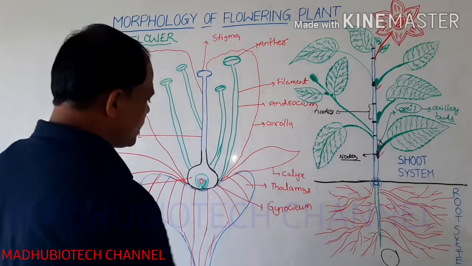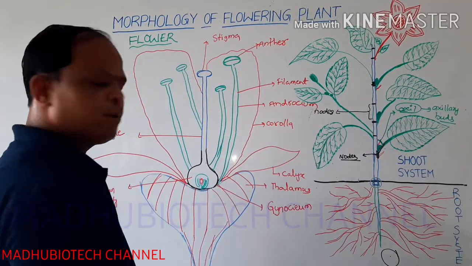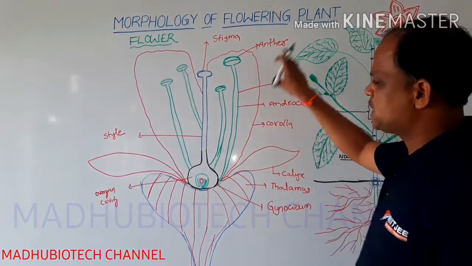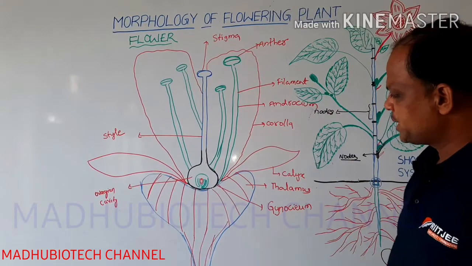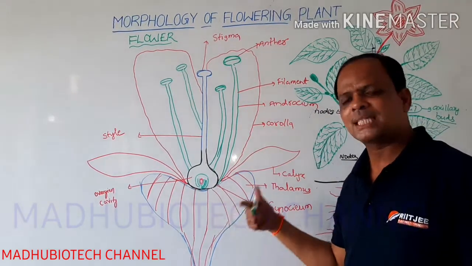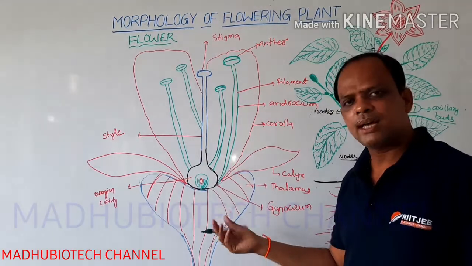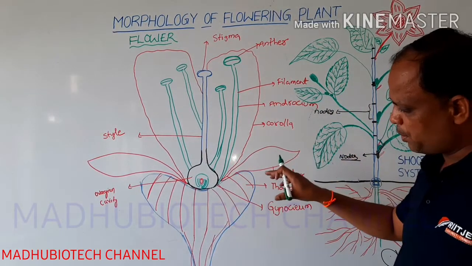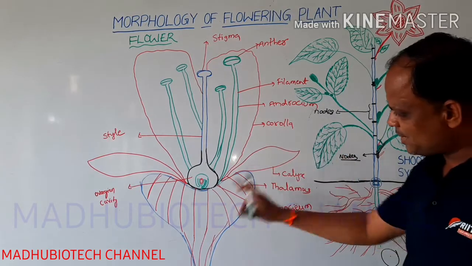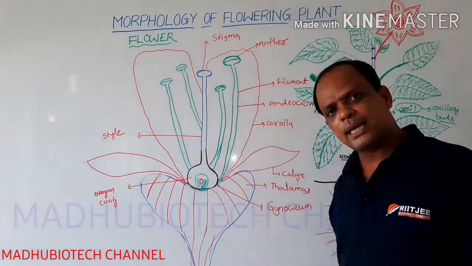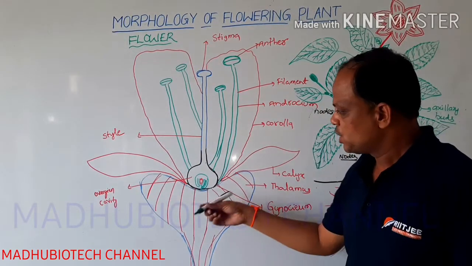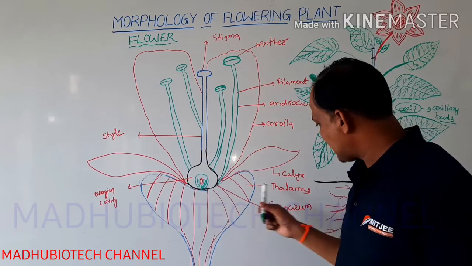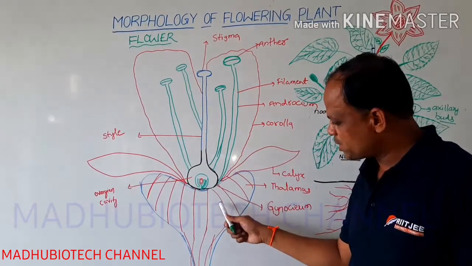Here this is the flower. The flower is the reproductive organ of the morphological plant body, and it is also called the condensed part of the stem. Condensed part of the stem means the stem contains some characters, and the leaf also contains the same type of characters. When the stem is condensed, that part is called the thalamus.